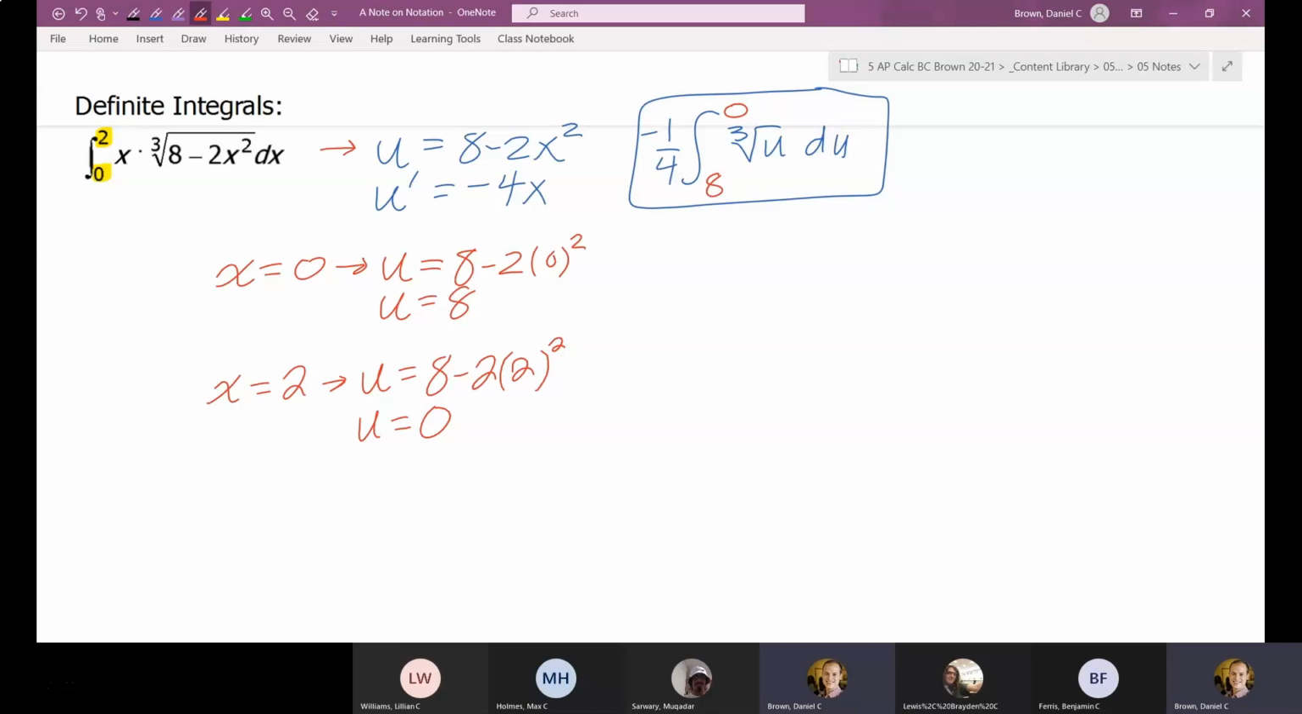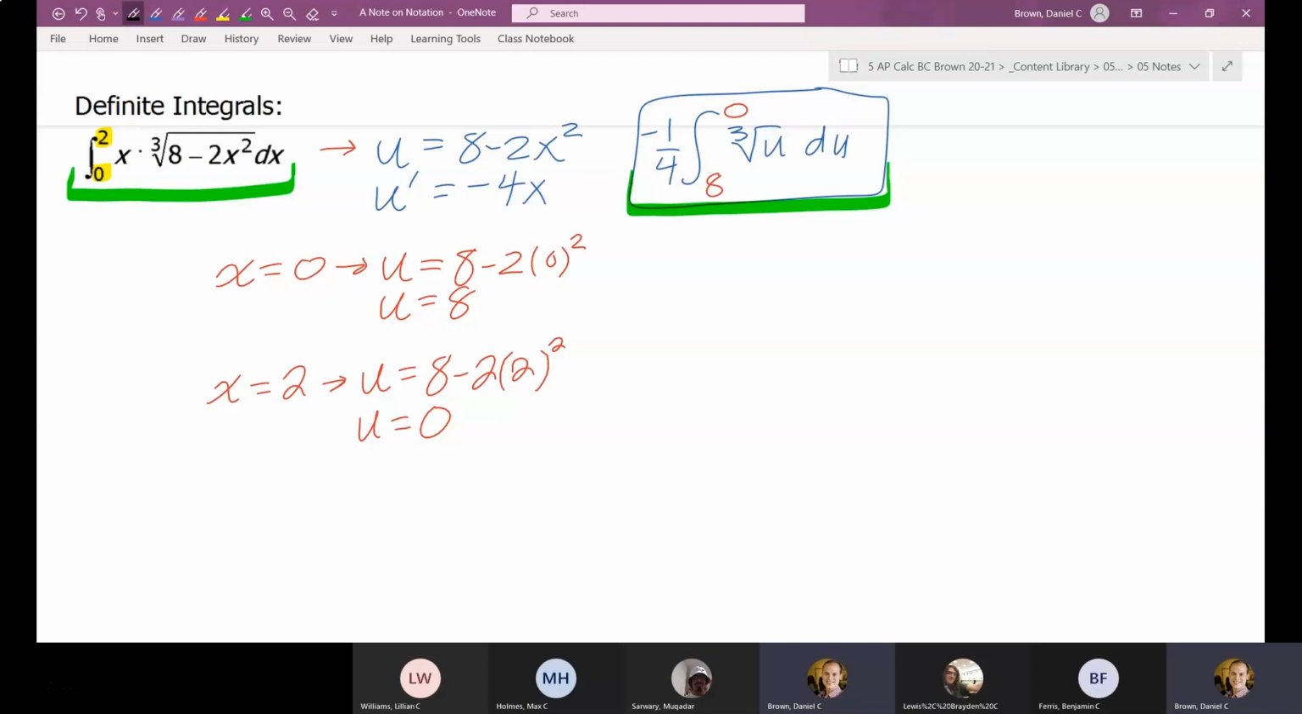So everything is now in terms of u. And often the AP exam will add a multiple choice question, and they'll say, which of the following integrals is equivalent to some given definite integral? And you would have to match it up to that answer. You could actually evaluate it that way.